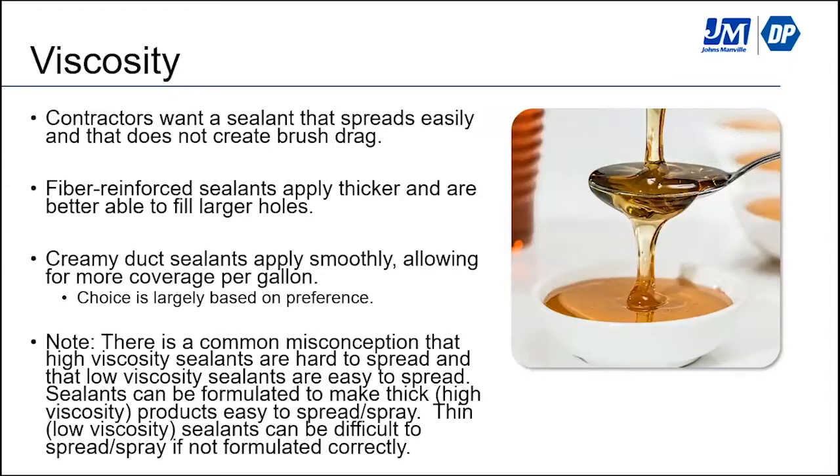There are two types of water-based duct sealant. They're smooth or creamy duct sealants, and they're fiber-reinforced duct sealants. Whether it's fiber or creamy really doesn't play a factor into how good a quality a sealant it is. The fiber reinforced is essentially 1% fiber used to thicken up the products, which allows it to fill holes and gaps easier. The creamy or smooth duct sealer applies easier, goes on smoother, the installer gets better coverage, and the choice is based on preference.